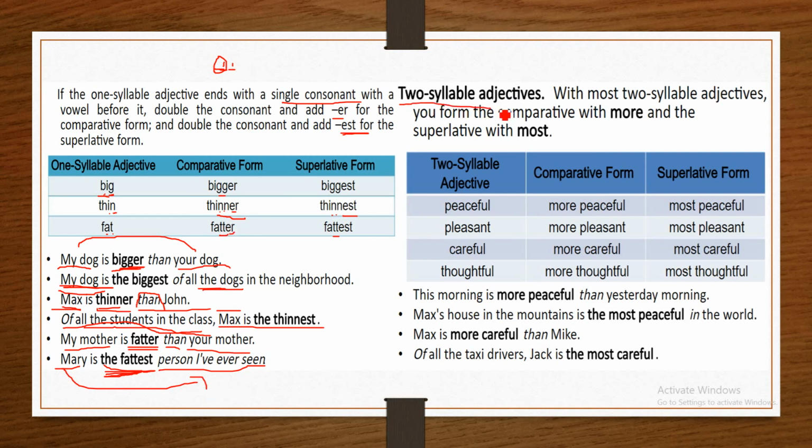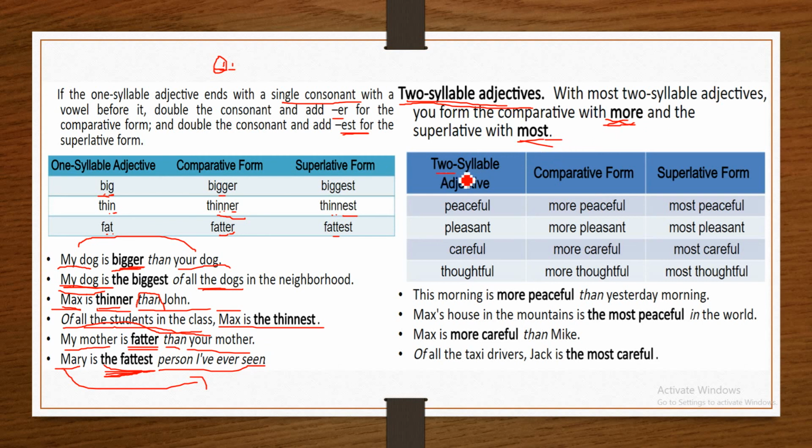Another form: two-syllable adjectives. We said in the previous lesson for the comparative adjectives, if the adjective is more than one syllable, we add more or less to the adjective. With most two-syllable adjectives, you form the comparative with more, as we talked about in the previous lesson, or less, and the superlative with most. For the superlative adjectives, we add most to the adjectives.